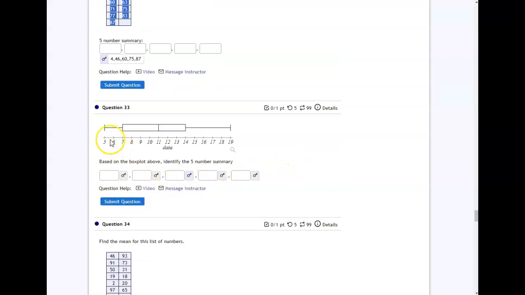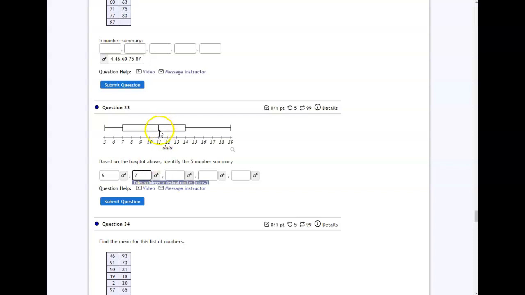Looking at 33, we've got a box plot, and it wants the 5-number summary. You do not need to go anywhere. All the information comes from the box plot. So each quartile is the beginning of your 5-number summary. So it starts here, your minimum is 5. The start of the next box is your Q1, which would be 7.